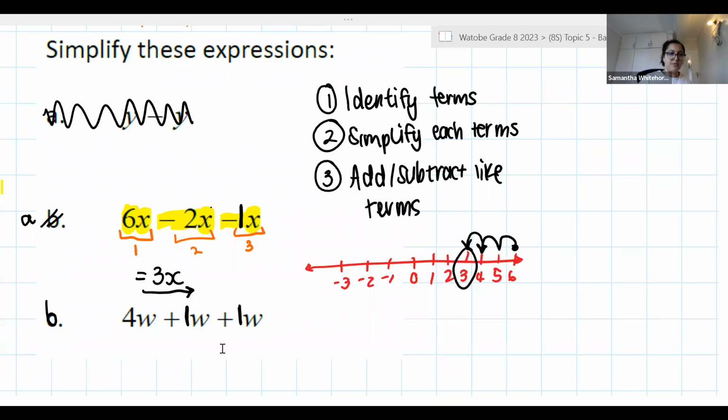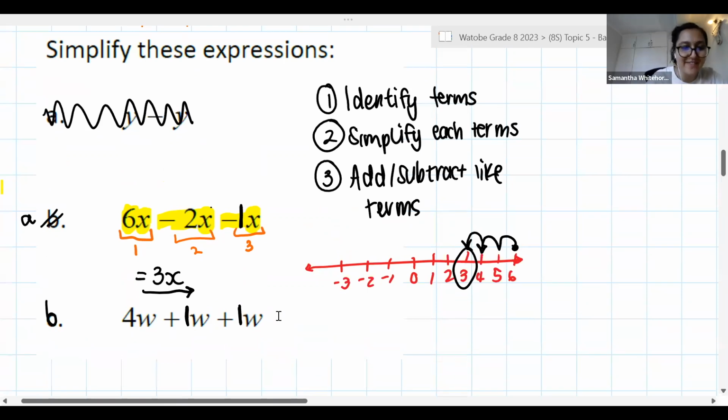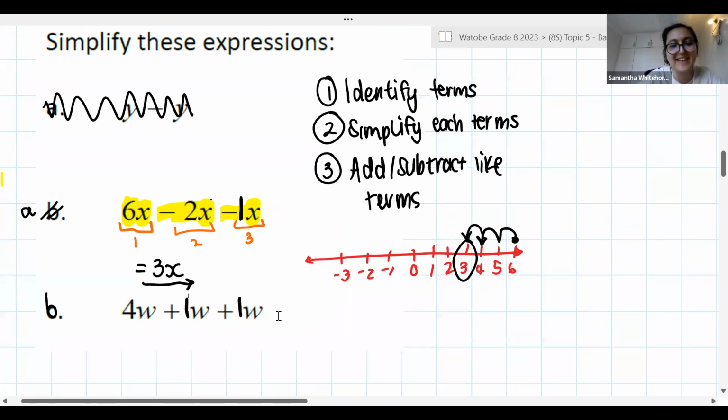Okay, Chipo, do you want to help me with B? Tell me what I do in B. So I did 4. Can I say 4W? Yeah, perfect. So 4W plus 1W plus 1W will be 4 plus 1 plus 1, which should be 6W.